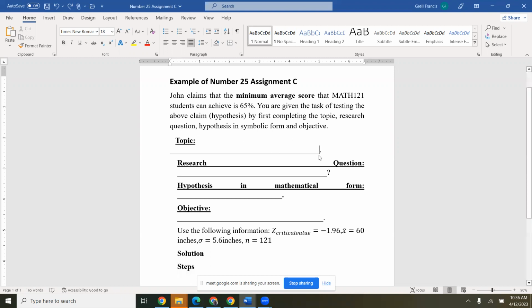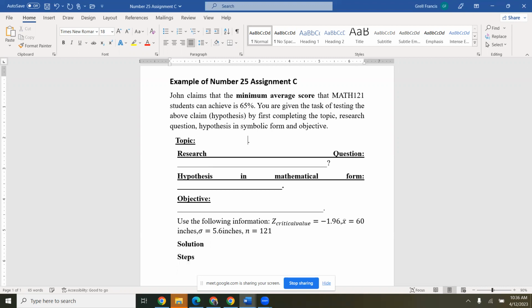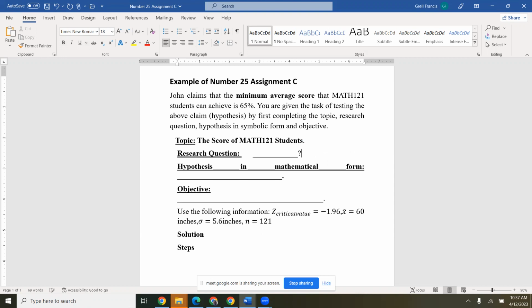So the topic most likely will be the scores of Math 1-to-1 students. Someone could formulate a slightly different research topic, okay, but something to that effect. Research question: What is the average score of Math 1-to-1 students?